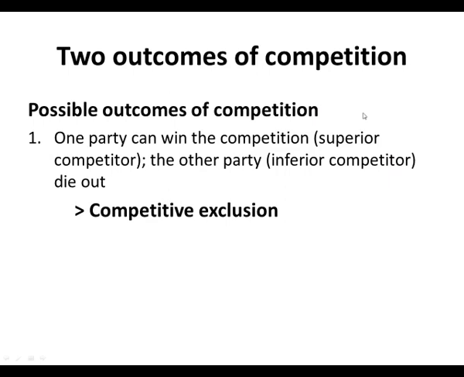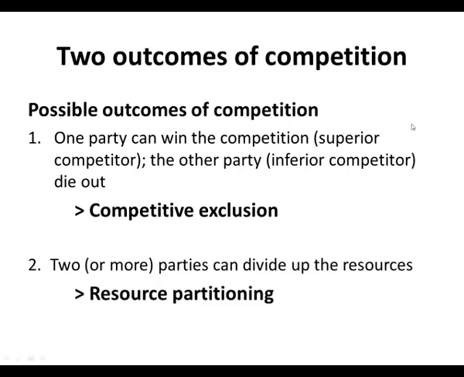And there's two major outcomes of the competition. So one outcome, and typically this is the most common outcome, is one party will actually win this competitive interaction, and typically it's the superior competitor, but the other party will lose. In other words, the superior competitor will consume the resource while the inferior competitor will lose it, or sometimes they completely extirpate from the system, and we call this competitive exclusion.